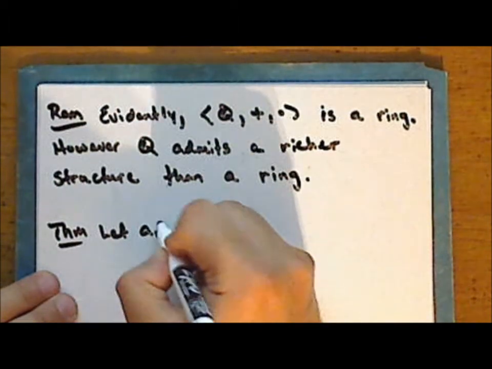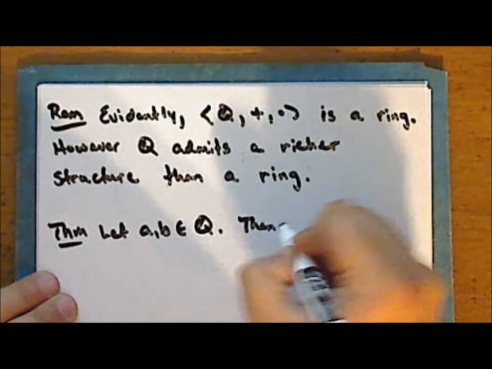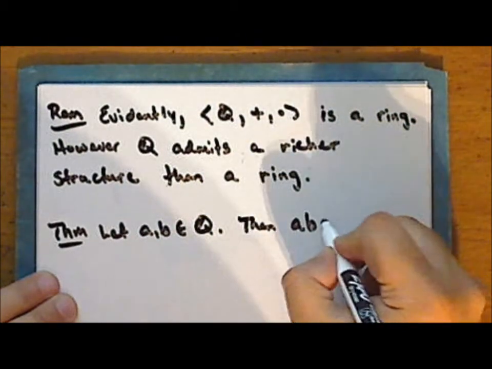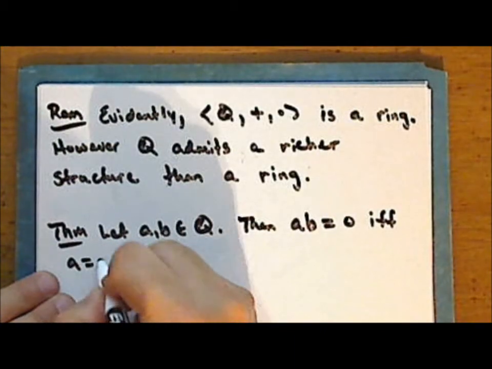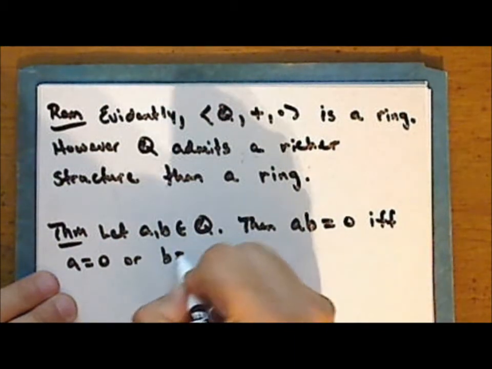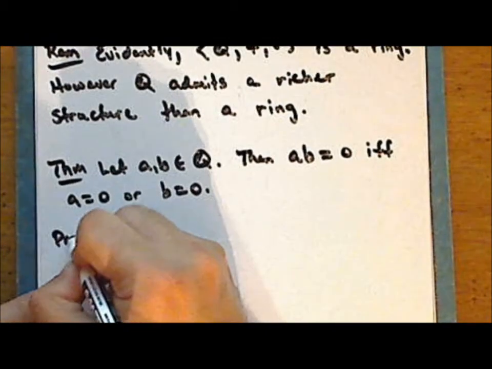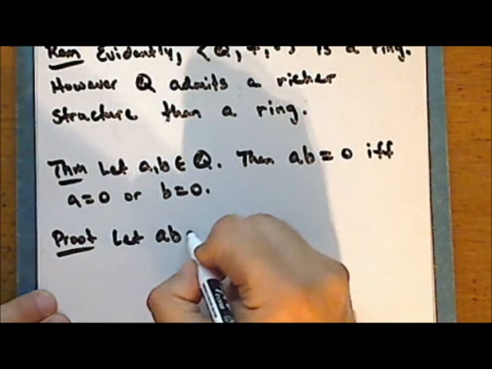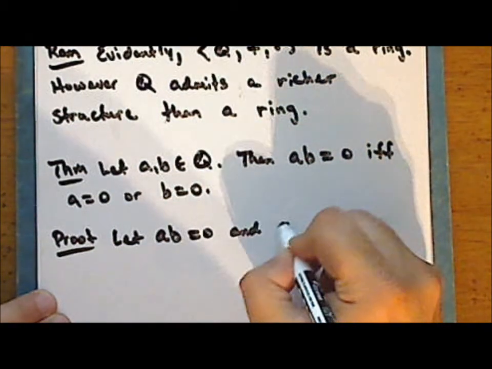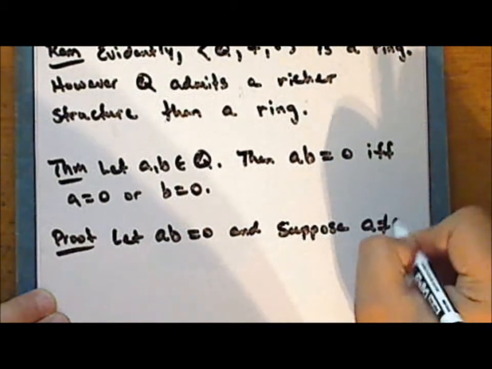Let a and b be rational numbers. Then, the product of a and b is 0 if and only if either a is 0 or b is 0. So proof. Let the product a times b equal 0, and suppose that a is non-zero.